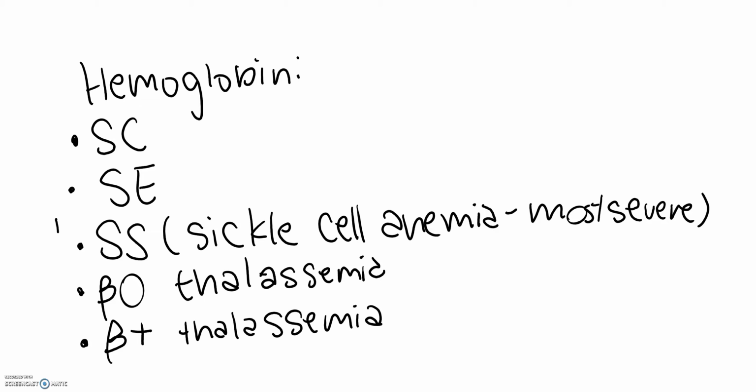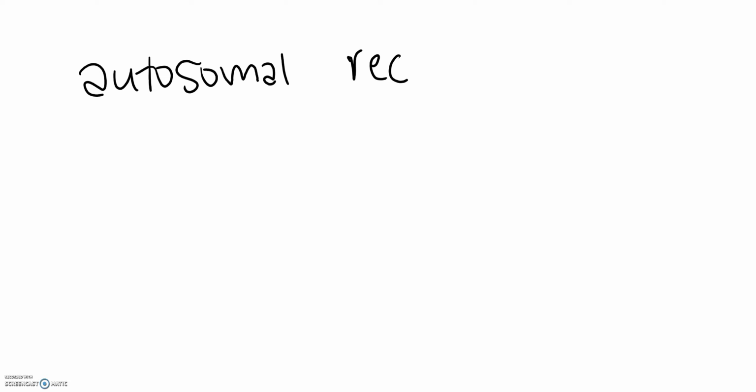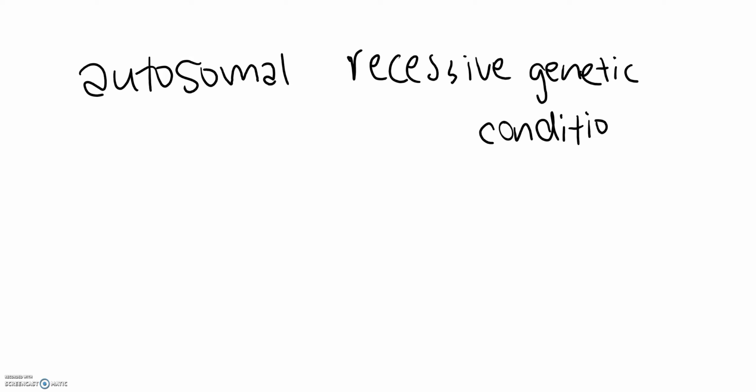So the reason why SS is the most severe, or sickle cell anemia, is because this contains both genes from the parents of hemoglobin S. Now, because I said that hemoglobin SS is from both parents, that means sickle cell disease is an autosomal recessive genetic condition. And this means that at least 2 copies of the abnormal gene, in this case, hemoglobin S, must be present in order for the disease to develop.